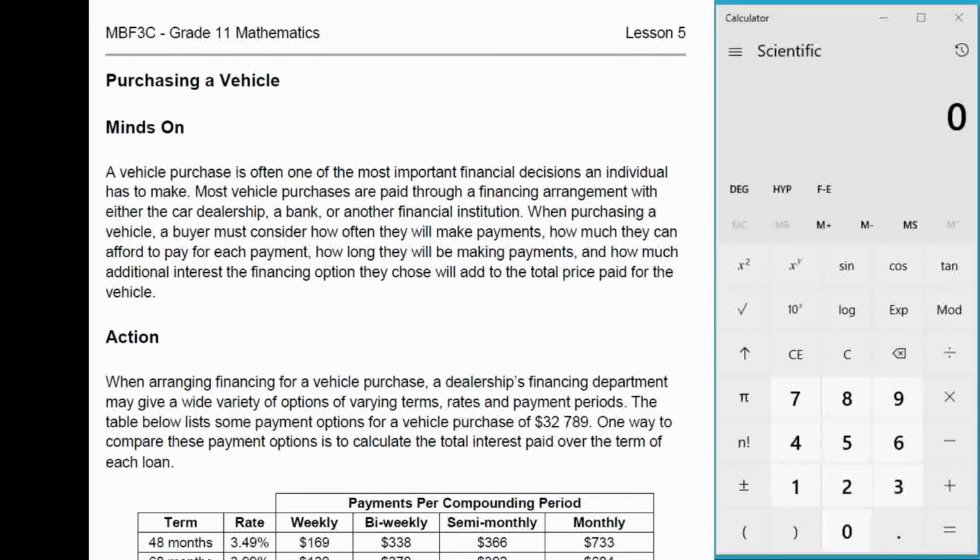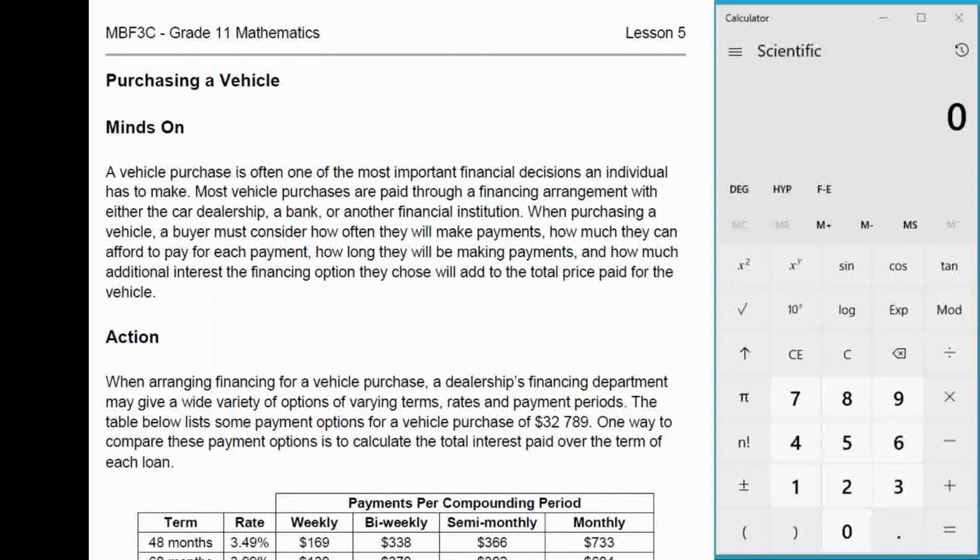So the last lesson for this unit is about purchasing a vehicle. It is actually a practical application of exponential relations and the financial mathematics equations that you learned. We're going to look at what are the costs of owning and operating a vehicle, as well as what is the cost of actually purchasing a vehicle.